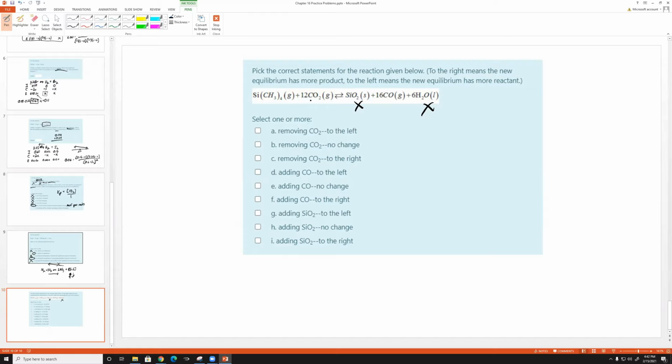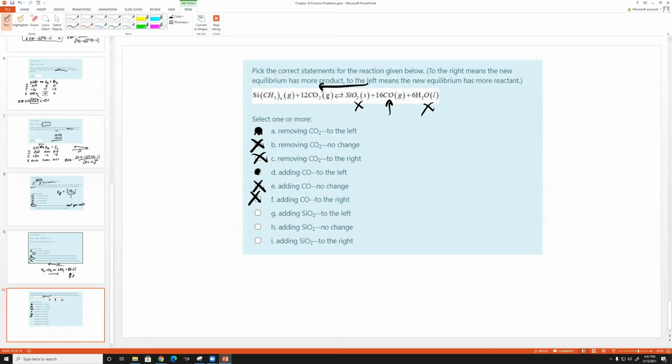That's true. Once you remove it, the reaction wants to recover the amount of CO2 that's lost, and it'll shift to the left. So that's true. Removing CO2, no change. That's not true. Removing CO2 to the right, not true. Adding CO. So if we add CO, that means it also go to the left in order to restore that balance. So that's true. Go to the left. And no change is not true, and to the right is not true.